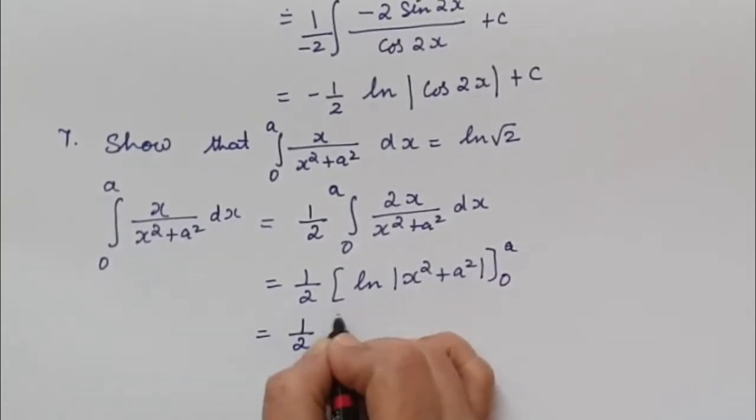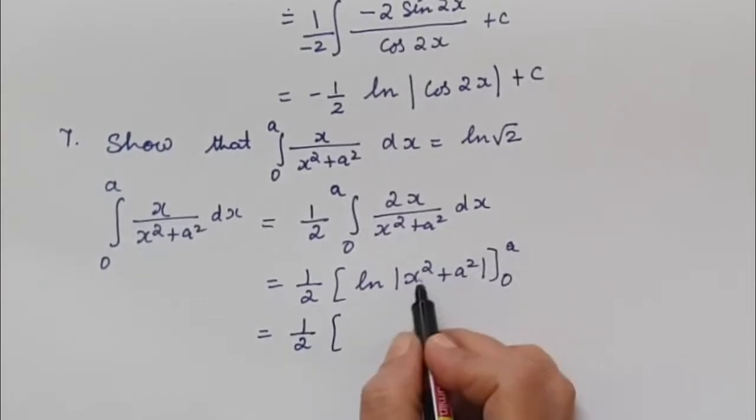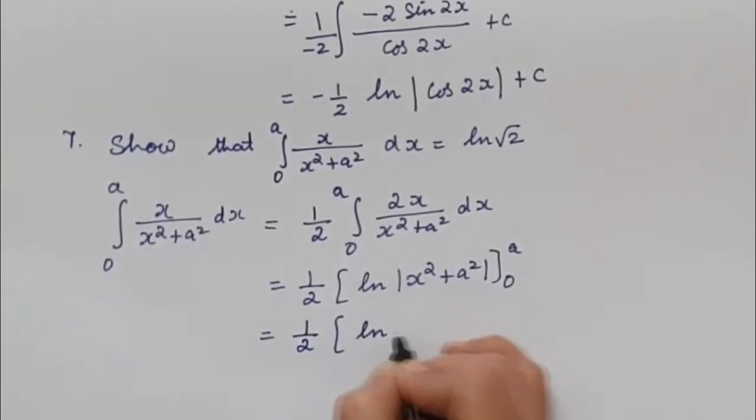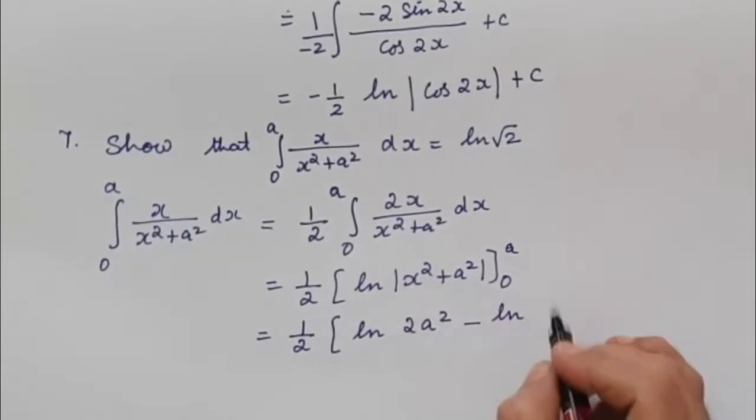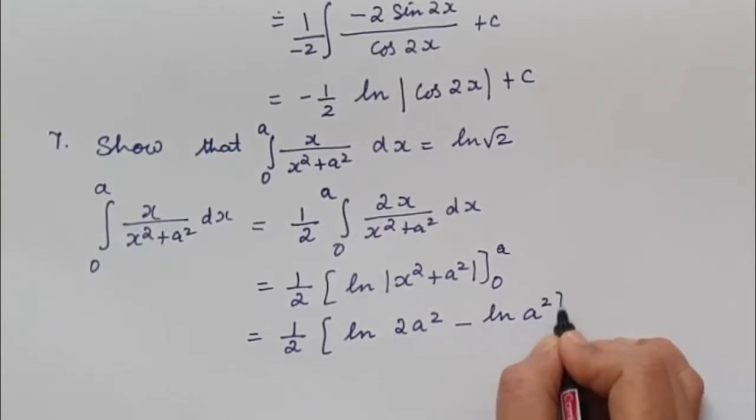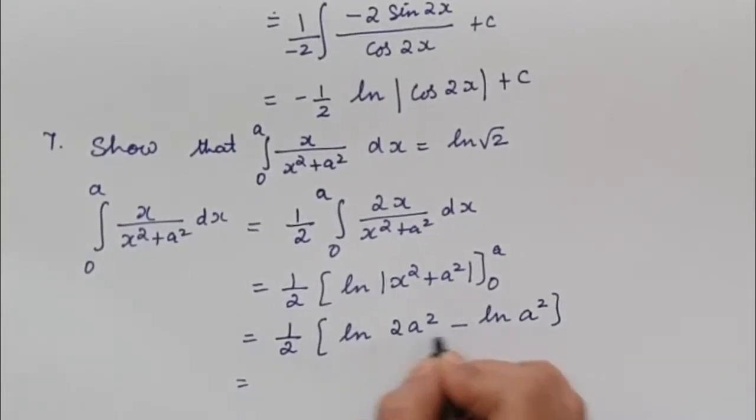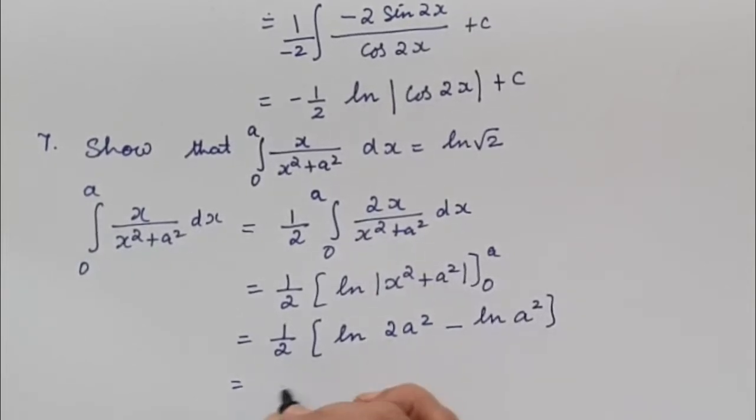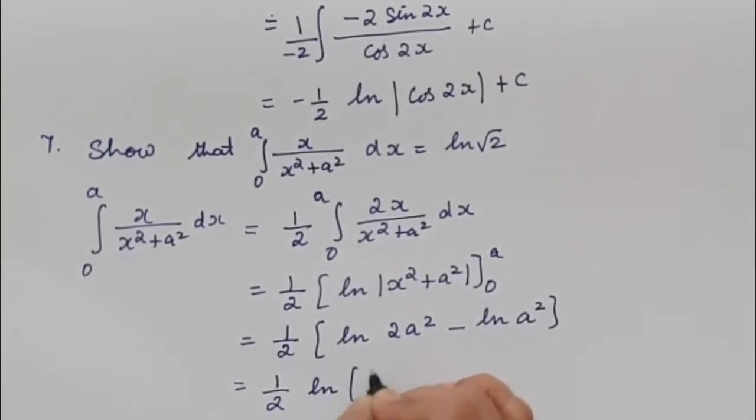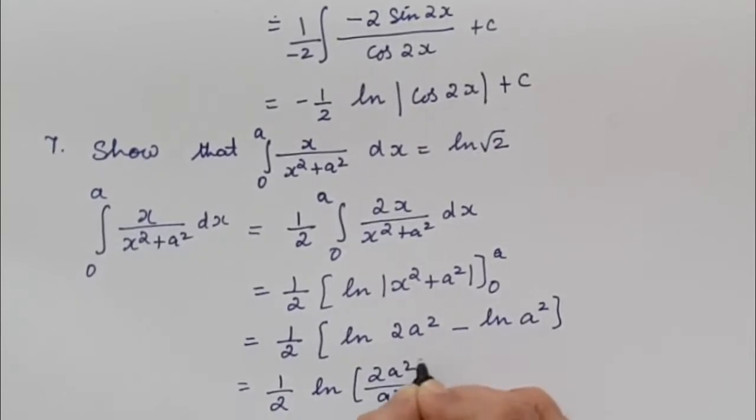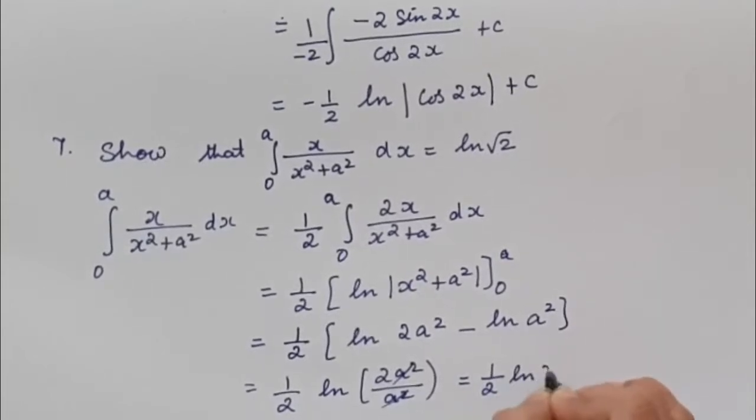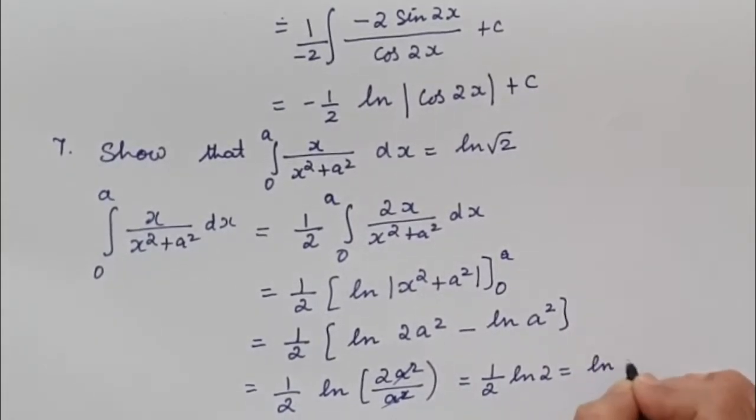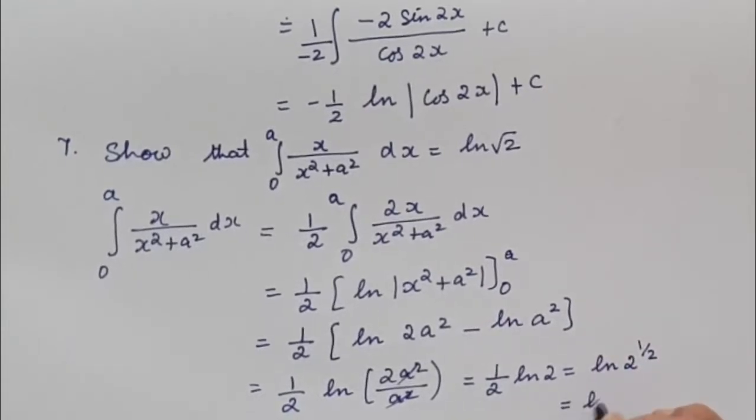The limits are from 0 to a. Now just let us substitute our limits. So ln of, when we substitute a, a squared plus a squared is ln of 2a squared. And then minus, and then we substitute 0, so we get ln of a squared. So now when we have a subtraction like this, you can divide it. So half into ln of 2a squared divided by a squared. So a squared and a squared get cancelled. So this will be equal to half ln 2. That will be equal to ln 2 to the power of half. So it will be equal to ln of square root of 2. So we have proved it.